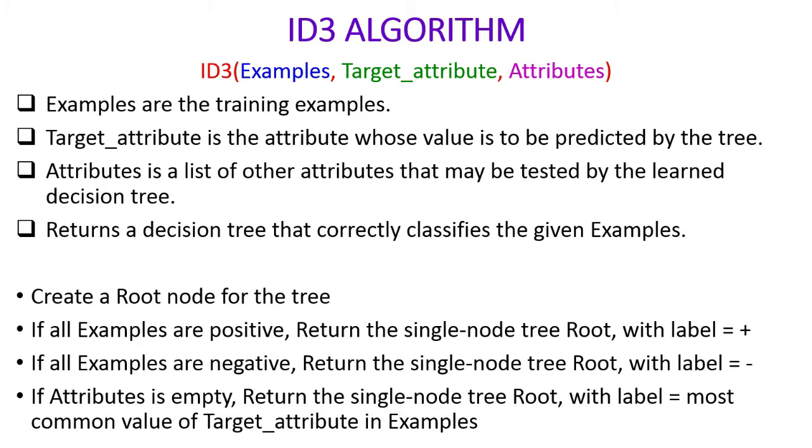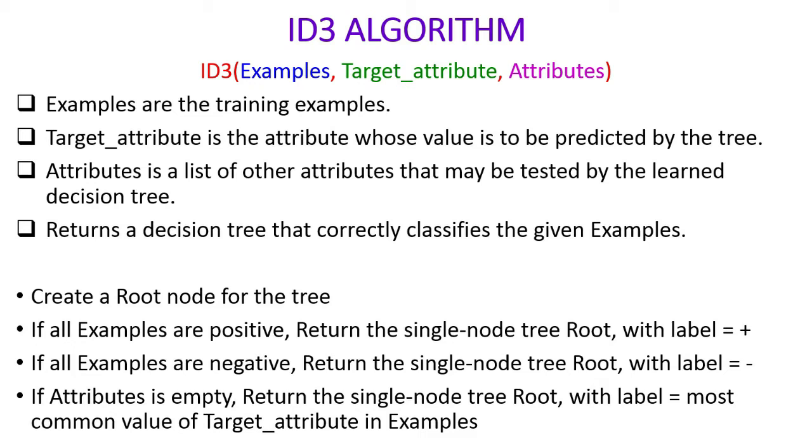We will see the ID3 algorithm first. ID3 consists of three parameters. One is examples, second one is target attribute, and the third one is attributes. Examples are the training samples. Target attribute is the attribute whose value is to be predicted by the tree. Attributes is a list of other attributes that may be tested by the learned decision tree. The ID3 algorithm returns a decision tree that correctly classifies the given examples.